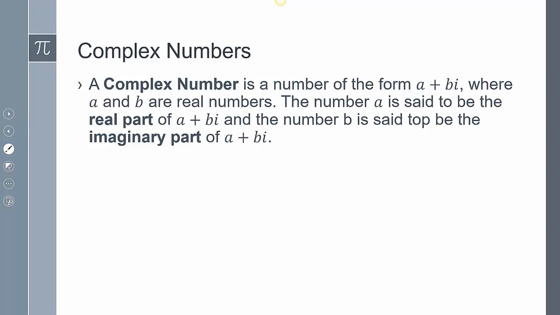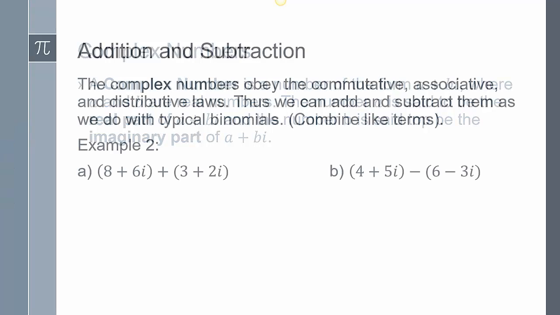Now a complex number is a number of the form a plus bi. This is the format in which I want to write my complex numbers, where a and b are real numbers. The real number a is said to be the real part of a plus bi, and the number b is said to be the imaginary part of a plus bi. And so every single time that we manipulate and simplify complex numbers, we want to write it in that form of a plus bi.